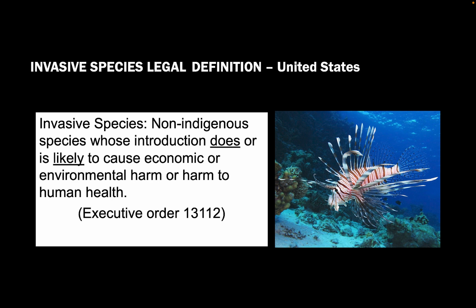So what is an invasive species? So invasive species are non-indigenous species whose introduction does or is likely to cause harm. That can be environmental or economic harm, or harm to human health. And this is a legal definition. What they mean by non-indigenous is a species that was not found in the area in historic times, and likely its introduction has something to do with humans, was aided by humans or aided by humans' alteration of the ecosystem.